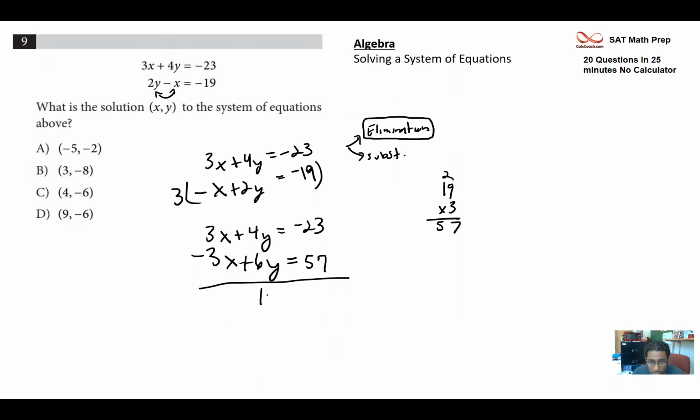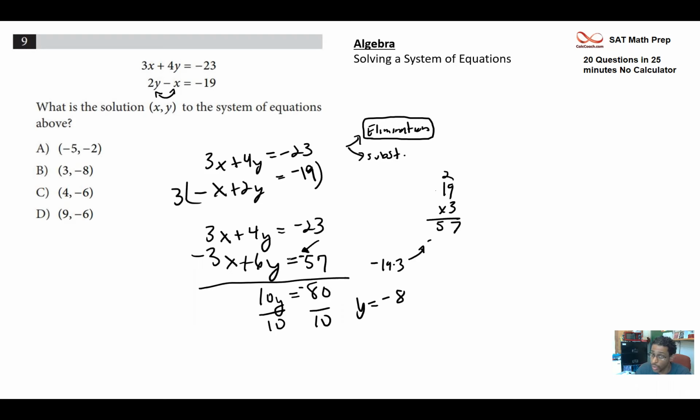So we're going to add these together. We get 10y and then 57. Oh, negative 57. Sorry about that. And so there we have negative 57. It was a negative 19 times the 3, so that gave us a negative 57. Okay, so that's 80 with a negative on it. And so divide by 10, and you get that y is negative 8.